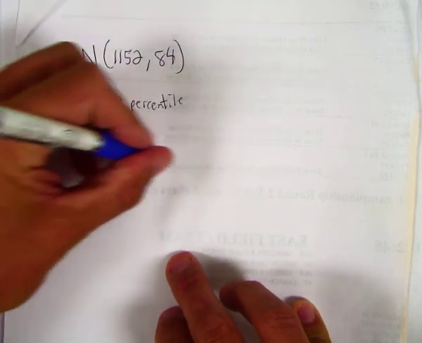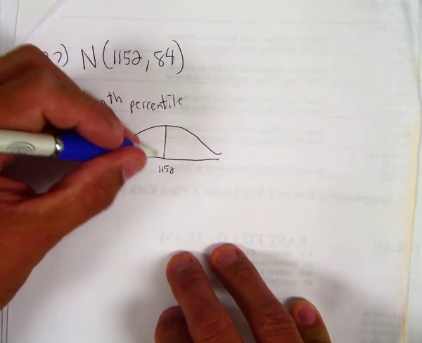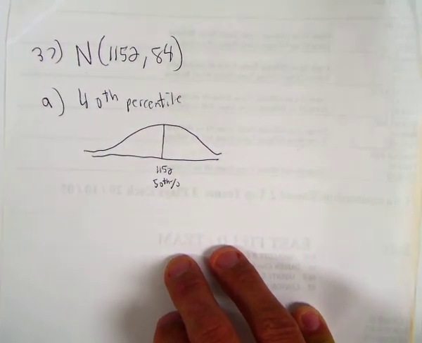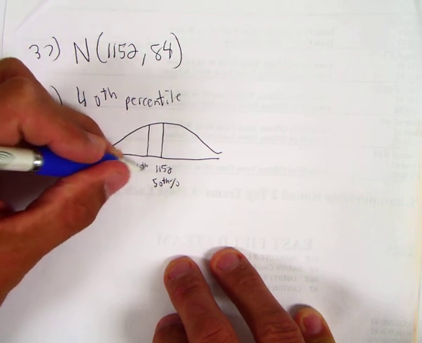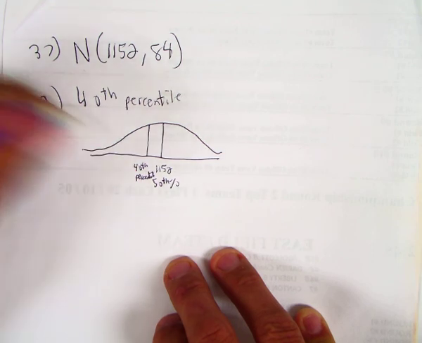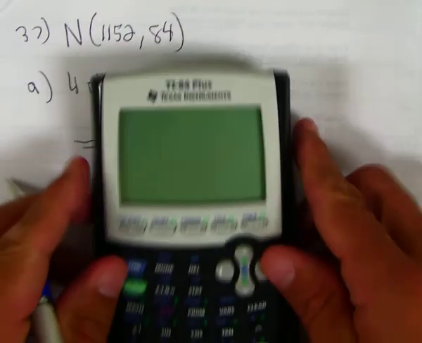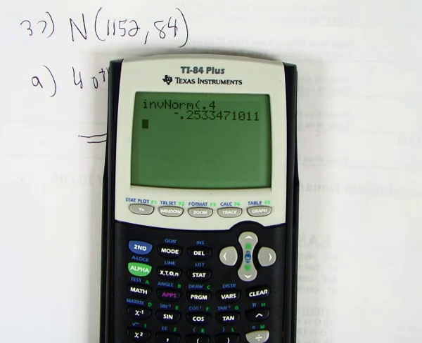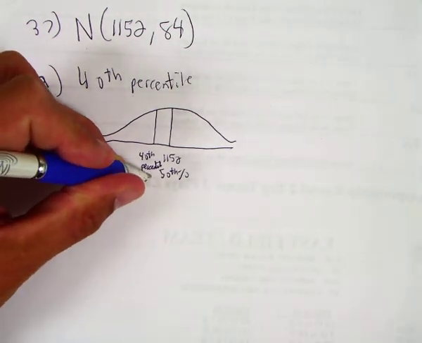So we draw a normal model. So 1152 must be in here. That would be the 50th percentile. Okay, so the 40th percentile would be over here somewhere. So the first thing we've got to figure out is what z-score is the 40th percentile. Let me zoom that in a little bit for you. Okay, so we're going to go to second distribution, inverse norm, 40th percentile, and it's negative 0.2533. So z there equals negative 0.2533.